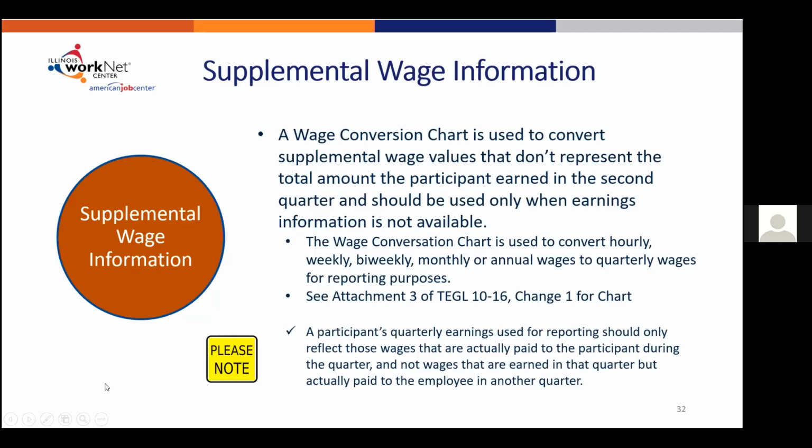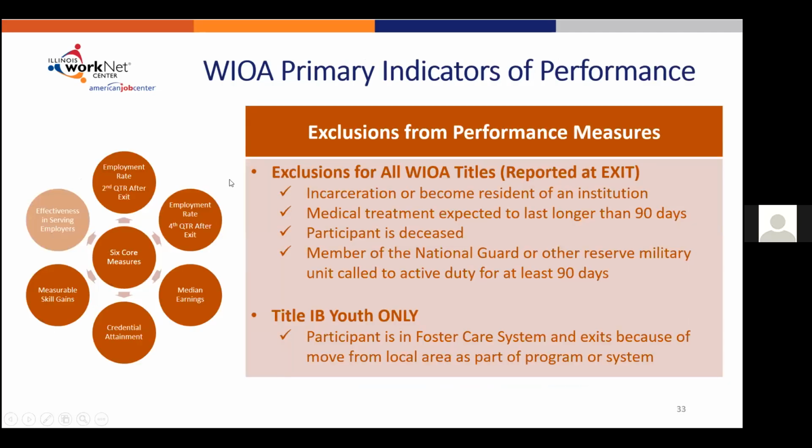There's also a chart that would help you determine what someone's quarterly or annual wage would be broken down to the hour. Please note, a participant's quarterly wage earnings used for reporting should only reflect those wages that are actually paid to the participant during the quarter. So they shouldn't include wages that are earned in that quarter but paid in another quarter. We need to make sure it's as accurate as possible. We're on a fair and even playing field for true wages earned in the second quarter. Otherwise, it wouldn't be fair if we threw in a little extra that might have taken place in their third quarter after exit because the reporting wasn't aligning correctly. It's what was actually paid to them in that quarter. And that's for data validation purposes to be aware of.